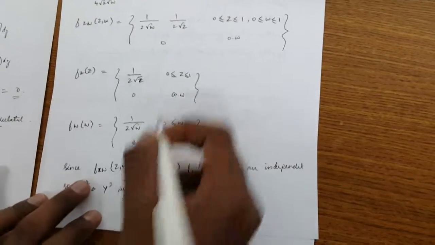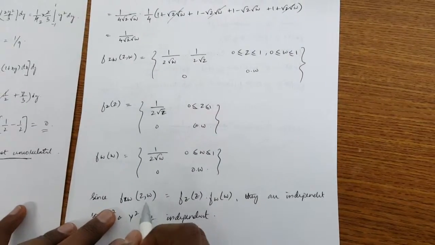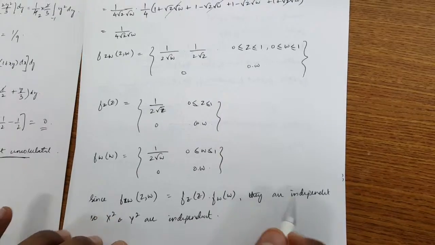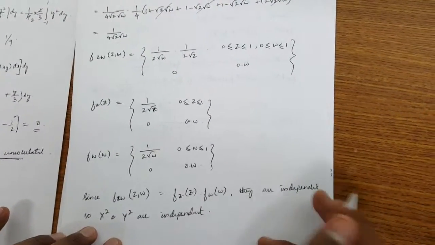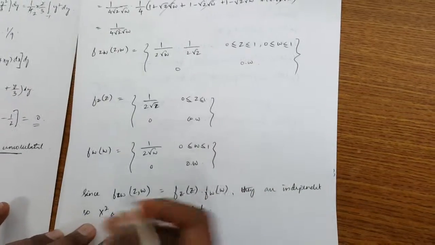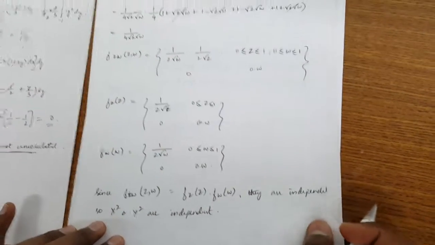So we can see clearly that f of zw equals f of z into f of w, so they are independent, and since z and w are independent, x square and y square which we have assigned to them are also independent.